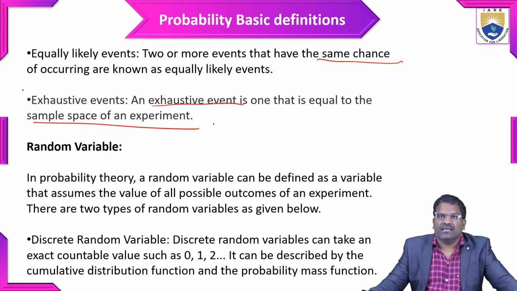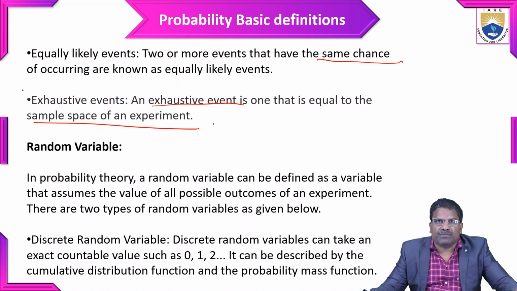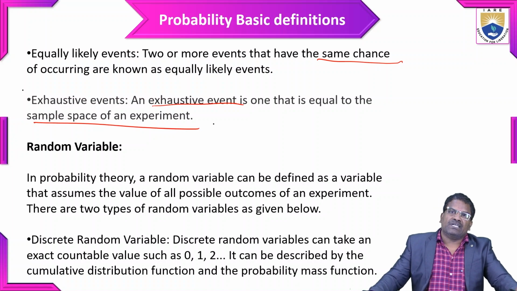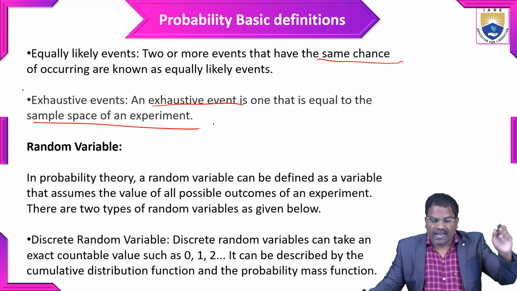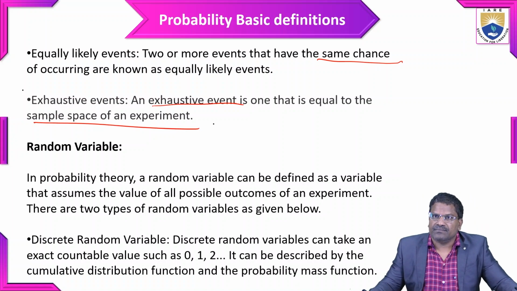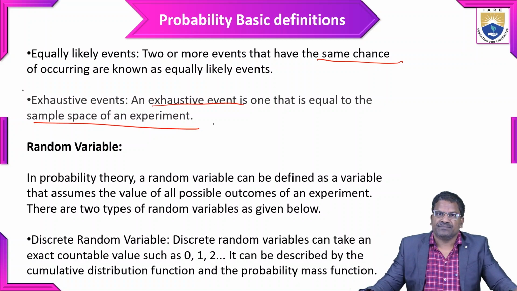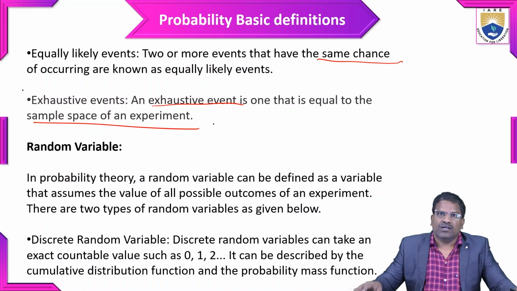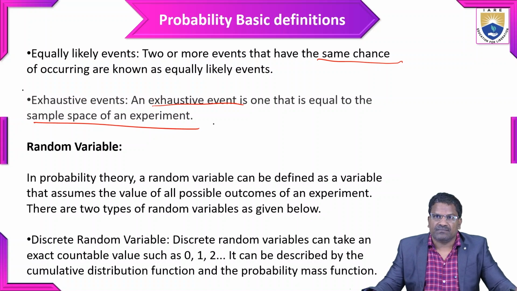Next, let us see a very key term, random variable. What is a random variable? In probability theory, a random variable can be defined as a variable that assumes the value of all possible outcomes of an experiment. There are two types of random variables, as we can see now.